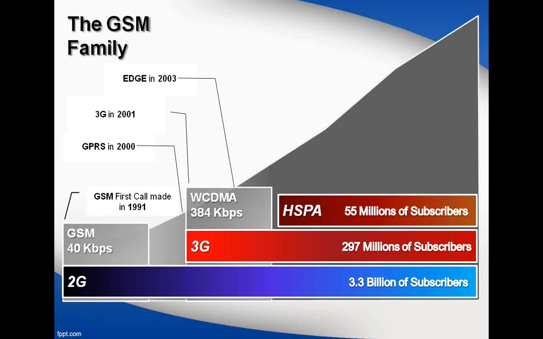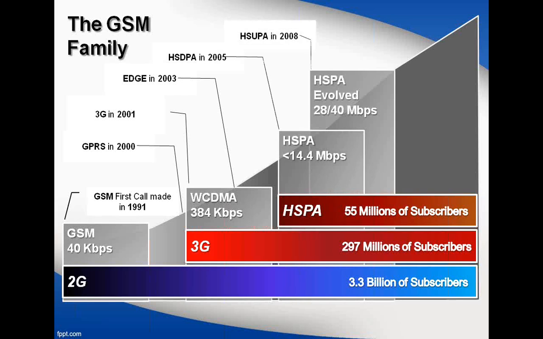So this works on the basis of HSPA with 55 million subscribers in use, and HSPA at 14.4 Mbps. And you have HSPA evolved with a higher data rate, that is speed 28/40 Mbps. And currently, according to the statistics, we are expecting 24 to 25 million subscribers in the year 2014. So this is the GSM family.